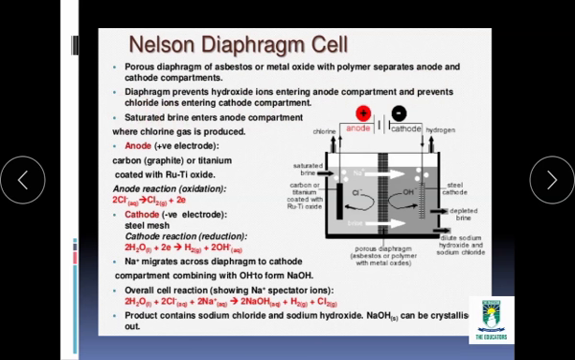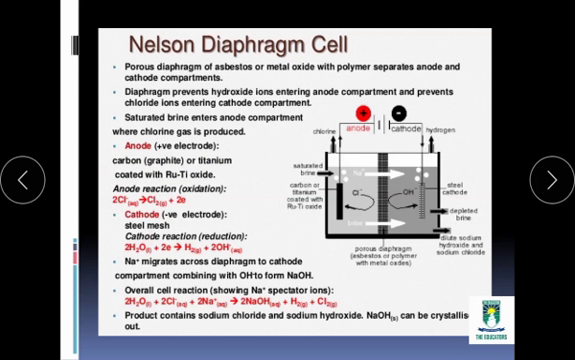Saturated brine enters the anode compartment. So what is brine? Brine is the aqueous solution of NaCl, where chlorine gas is produced. The same is the case here: the anode is positively charged, the cathode is negatively charged. Oxidation will occur at the anode, reduction will occur at the cathode. The anode is made up of carbon or graphite, or maybe titanium, and the cathode is made up of steel, etc.